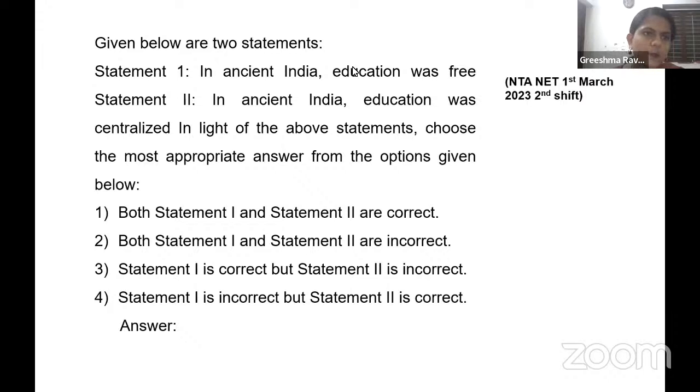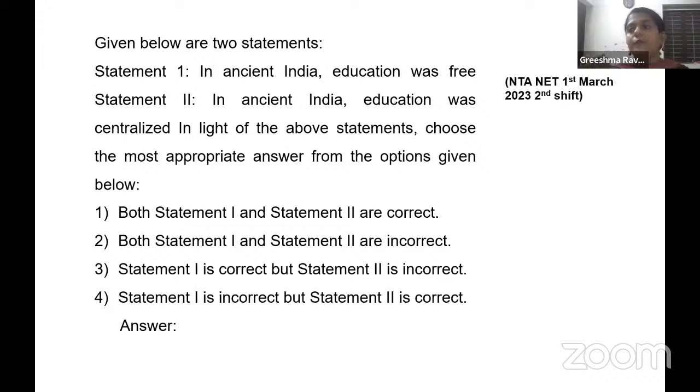Okay, Maushmi, option 1. Option 1 means both the statements 1 and 2 are correct. Okay. Yeah, let's check. And here I'm getting multiple answers. Option 4, option 3, option 1. All the answers are here. Okay. So in ancient India, education was free. Of course, in ancient India, education was free. Mainly during the Vedic period, it was free.